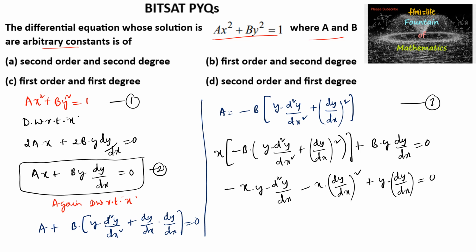And here we can see that the highest order of this differential equation is 2. It's a second order derivative that is there, and the power of the second order derivative is 1. So we can say the degree is 1. Order is 2 and degree is 1. So which is second order and first degree, option D.